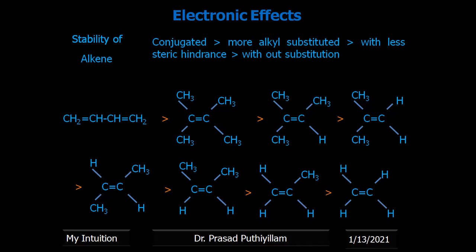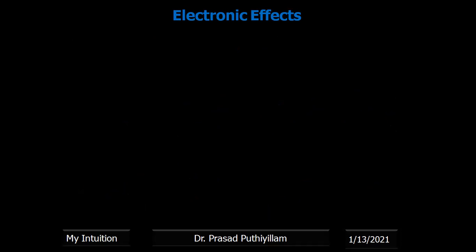Therefore, alkenes in more conjugated systems are more stable, alkyl substituted cases are also stable, and with less hindrance it is also stable. Then the relative acidic strength of molecules can also be explained, because acidity is how we measure the ability of an organic compound to give a proton, H plus. If H plus leaves, the remaining structure should be stable, and then we can say that it will be more acidic in nature.